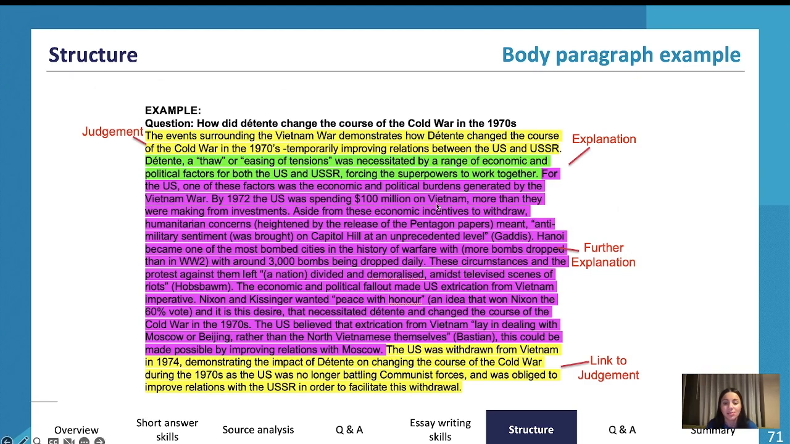Like $100 million in Vietnam is an easy number to remember. But when you get to really random numbers, like this says around 3,000 bombs being dropped daily, you don't have to memorize 3,621, for example. You could just say "around". Great if you want to memorize it word for word, but it's just not necessary.